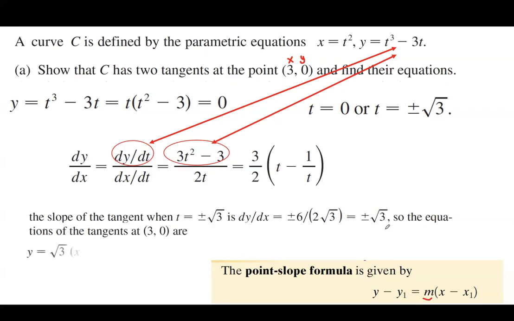So the equation of tangent lines at (3, 0), following the point-slope formula, which is y minus y₁ equals m times x minus x₁. Here, your y₁ is equal to 0, so this just becomes y equals square root of 3 times (x minus 3), and y equals negative square root of 3 times (x minus 3). So you have two tangents at this point. If we change the point, you might get different tangent lines.